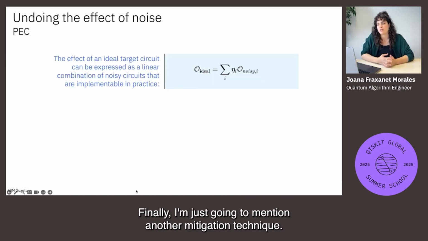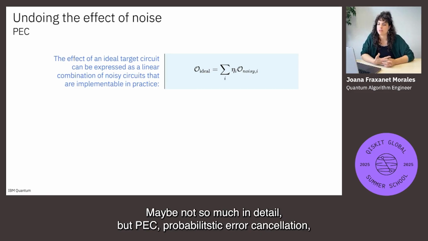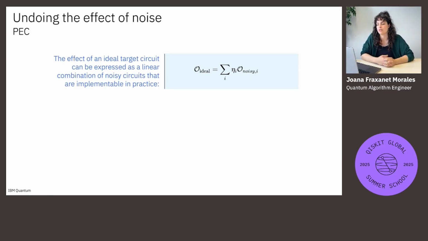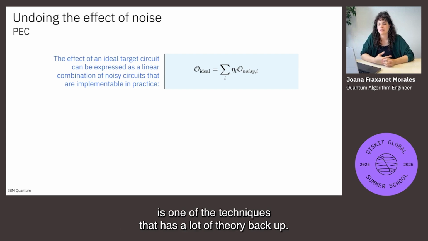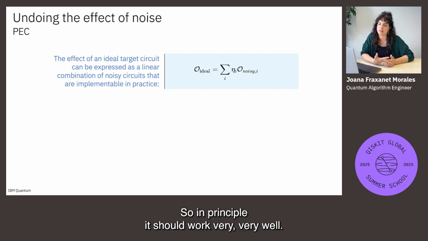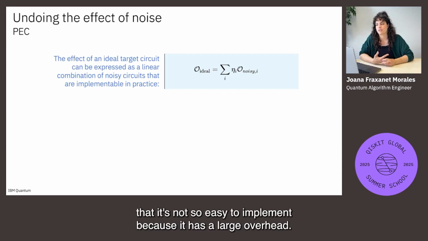Finally, I'm just going to mention another mitigation technique, maybe not so much in detail, but PEC, probabilistic error cancellation, is one of the techniques that has a lot of theory backup. So in principle, it should work very, very well. But then it turns out that it's not so easy to implement because it has a large overhead.